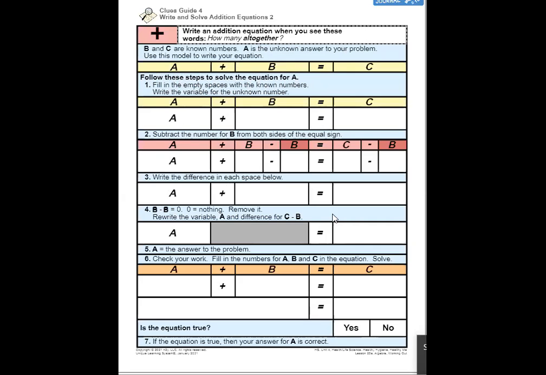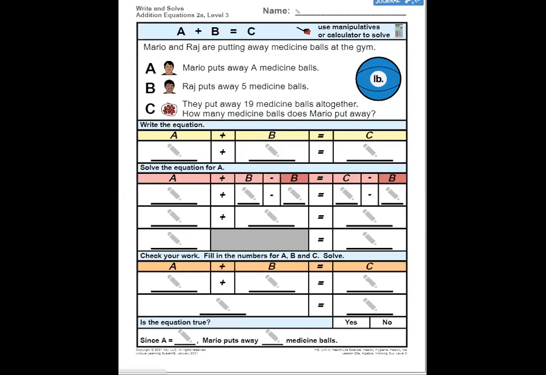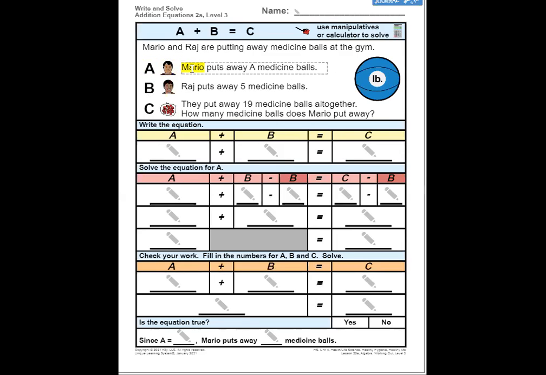Okay, so we're going to go on to our next sheet and do this step by step. We have Mario and Raj, and they are putting away medicine balls at the gym. So for A, in our first step, we're going to write the equation. Mario puts away A medicine balls. Is A a number or a letter? A is a letter. Very good. So for A, we just have to put A. They haven't given us a value yet. We don't know what the value is. Plus B. Let's go back up to our problem. For B, Raj puts away 5 medicine balls.